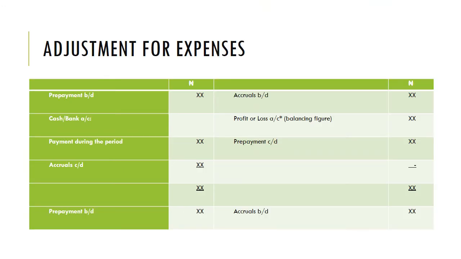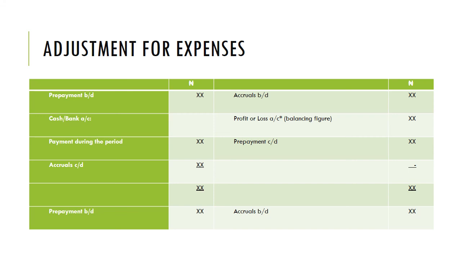Now the next item is the adjustment of expenses. On this side you have prepayment brought down and accrual brought down. Prepayments are those expenses that you paid for in advance before you actually enjoy the services, and they normally are an asset to you. While the accruals are expenses that you ought to have paid, but you have not paid for them, but you have already enjoyed it. So that should be a liability. So anything that will increase the total expenses will be added to the debit side, while anything that will reduce will be on the credit side.